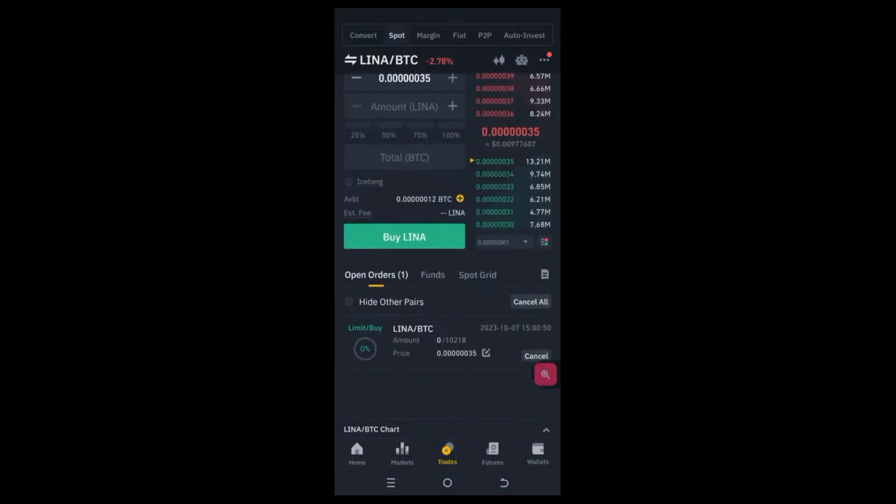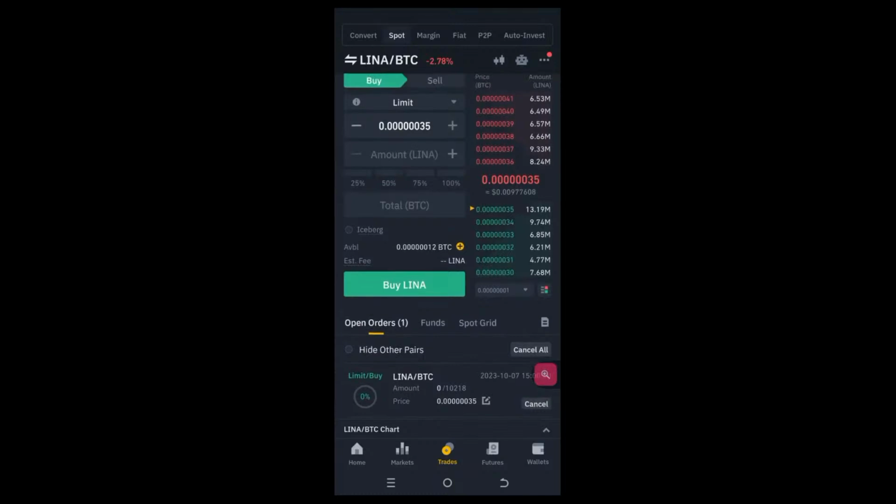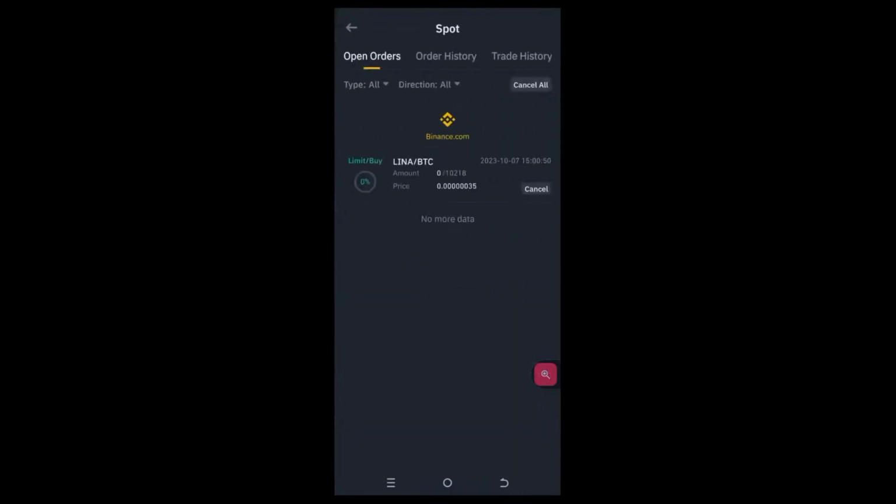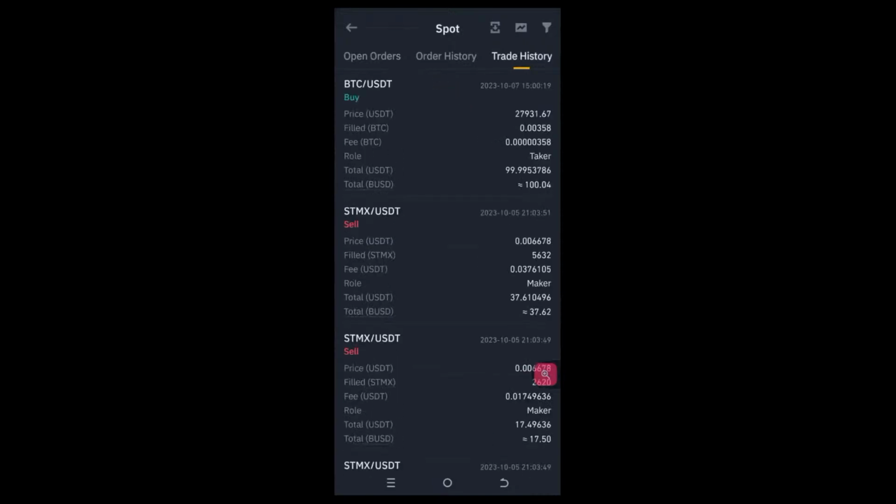But you know how I always say, we've got to always have a way out. This is triangular arbitrage, no doubt. But if for any reason I go back and check and BTC has risen, I'm going to sell this back and get my money back. So let's go check. This is how you know. Let's check in the trade history. In the trade history, we bought BTC at 27,931.